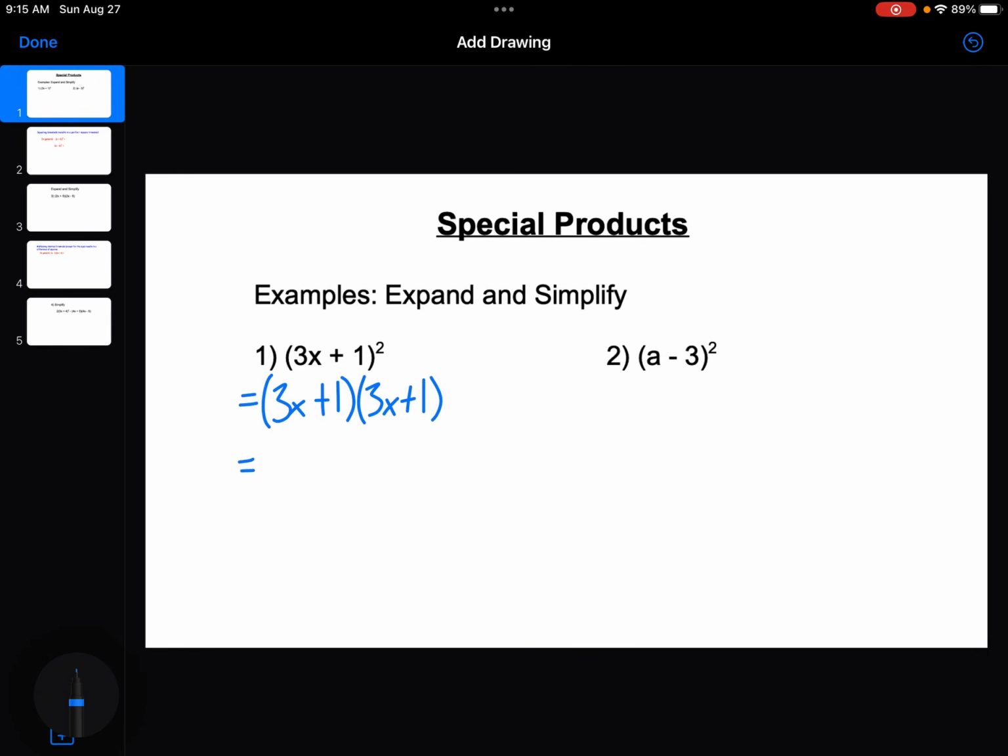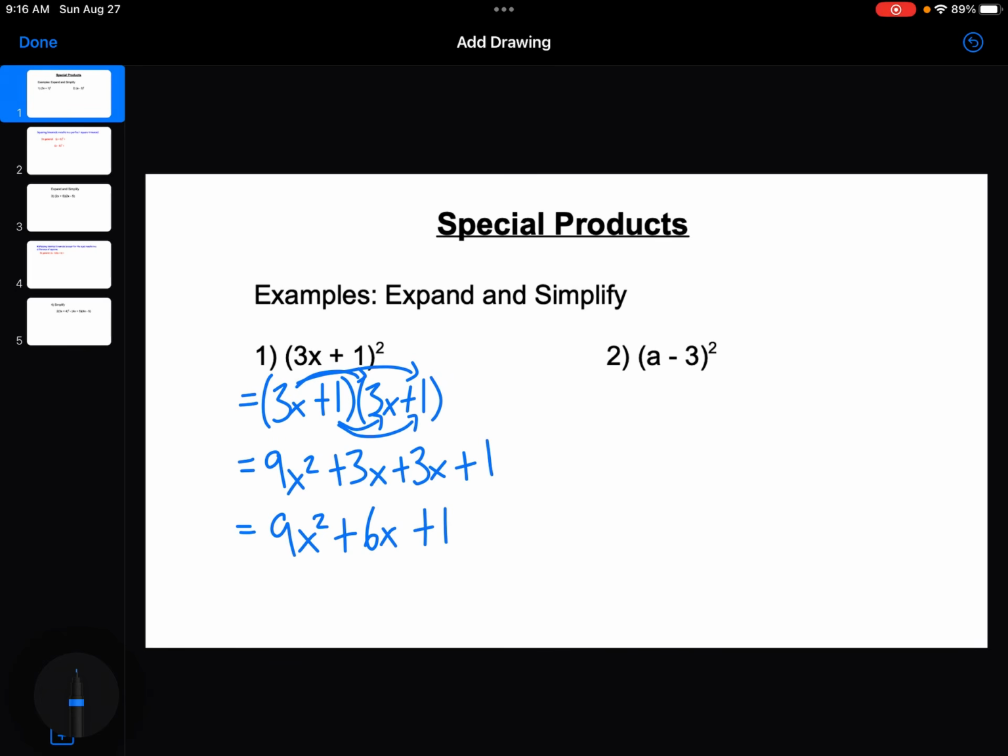It's obviously squared, and now I'm going to use my concept of FOIL, where I'm doing first, outer, inner, last. So the first times the first being 3x times 3x, outer times the outer, inner times the inner, and last times the last. So 3x times 3x is going to give me 9x squared. 3 times 1 is going to give me 3x. And then 1 times 3 is going to give me 3x. And 1 times 1 is going to give me 1. This is going to simplify to 9x squared plus 6x plus 1.